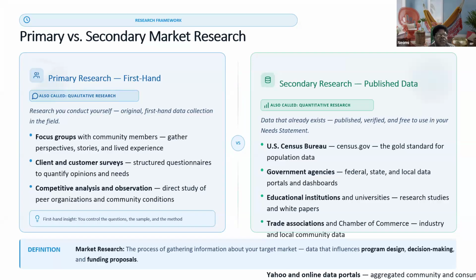Client and customer survey: a structured questionnaire with qualified options and need. Quantity, options, and need. Competitive analysis and observation: direct study of peer organizations and community conditions. First-hand insight. You control the questions, the sample, and the method.